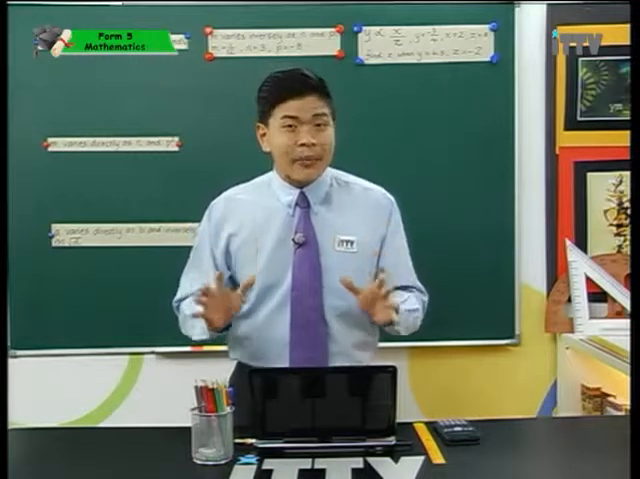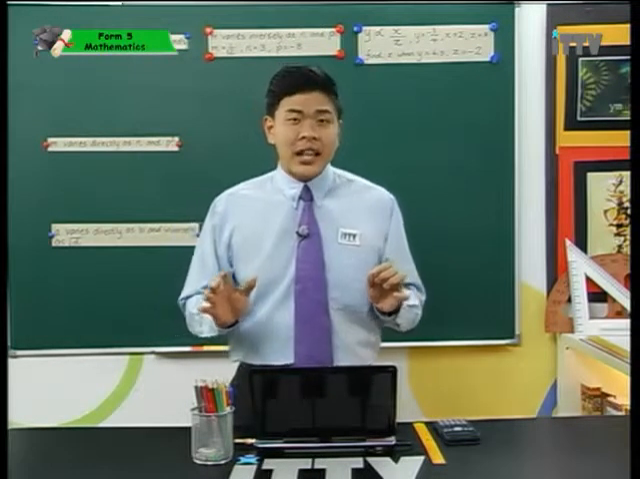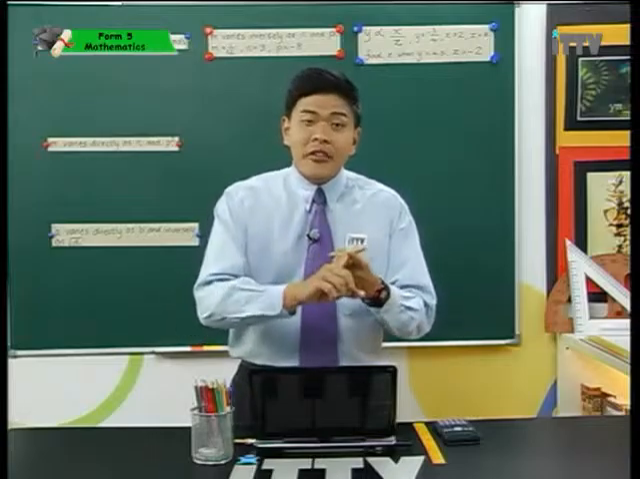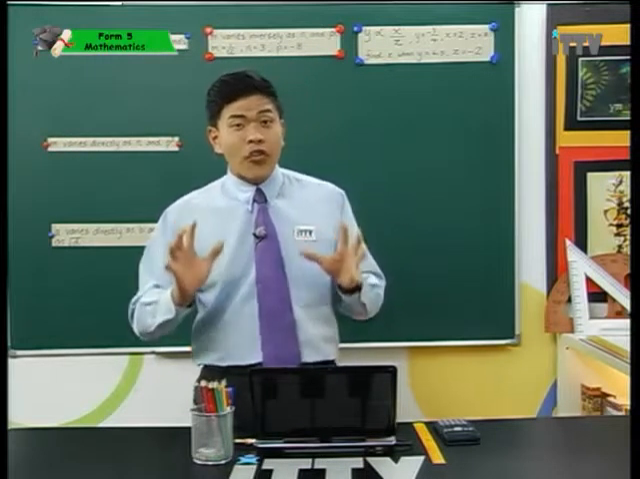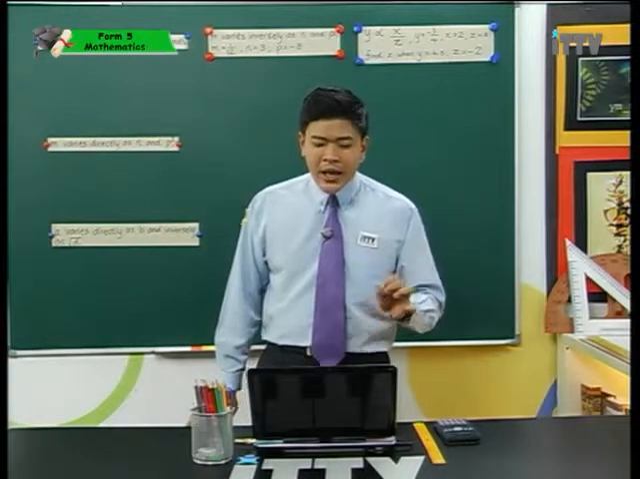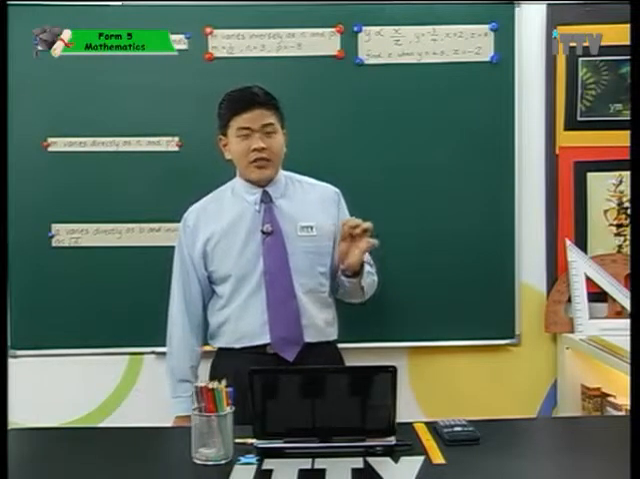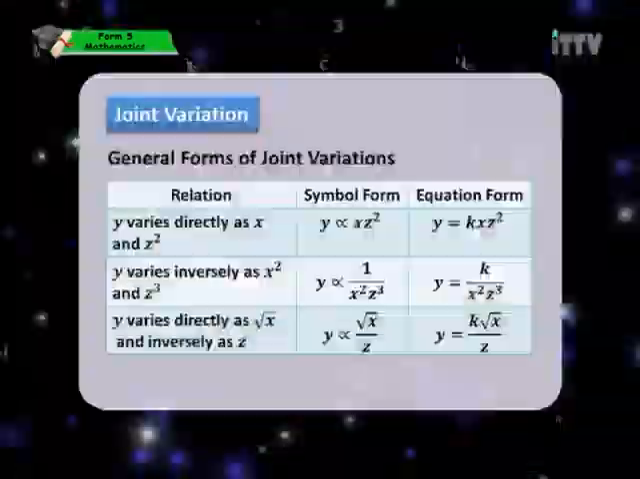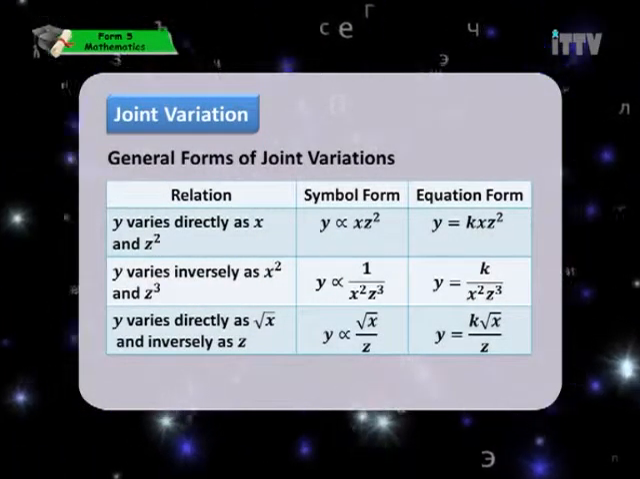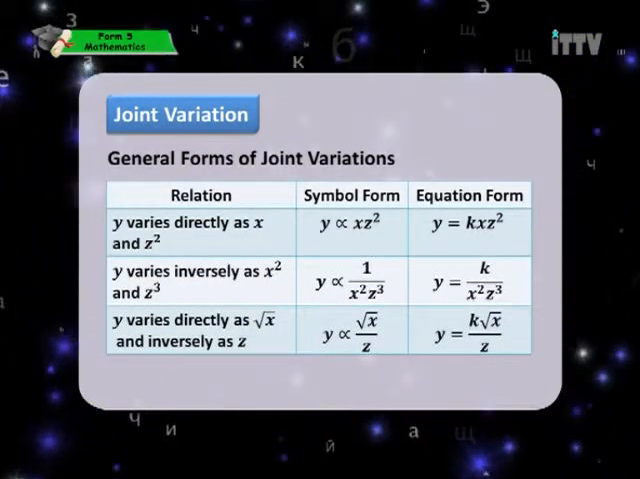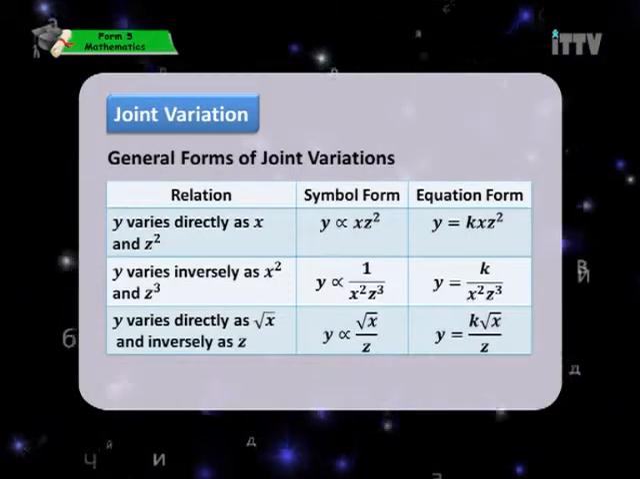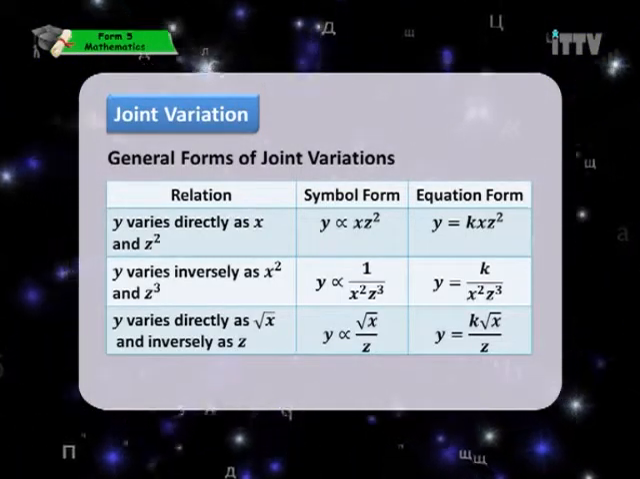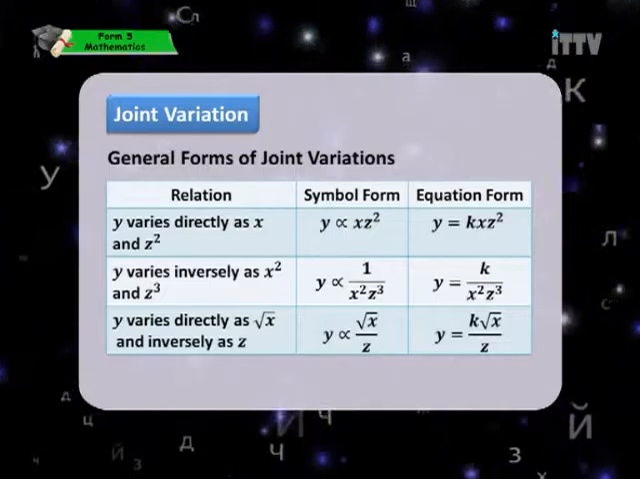How many types, and how many possible combinations, are there when we combine direct and inverse variations to form a joint variation? Let's take a look at the general forms of joint variations. Take a look at this table. We have three relations, and they are in symbol form and equation form. I'm going to bring you through these relations one by one. Take a look at the first relation.